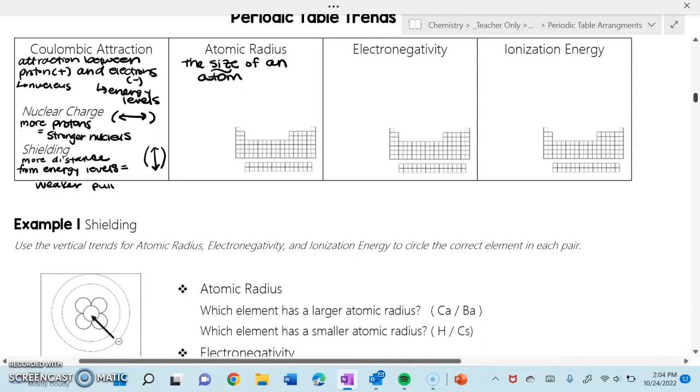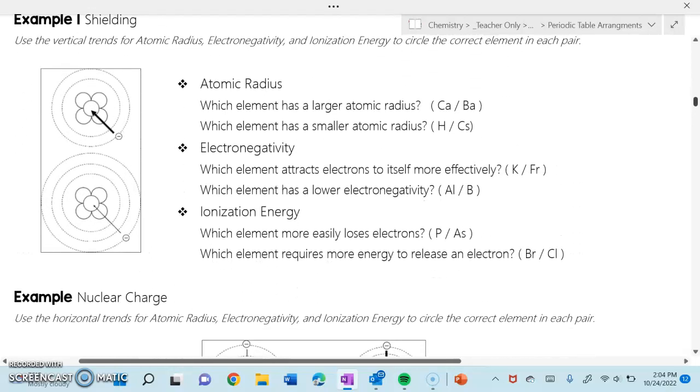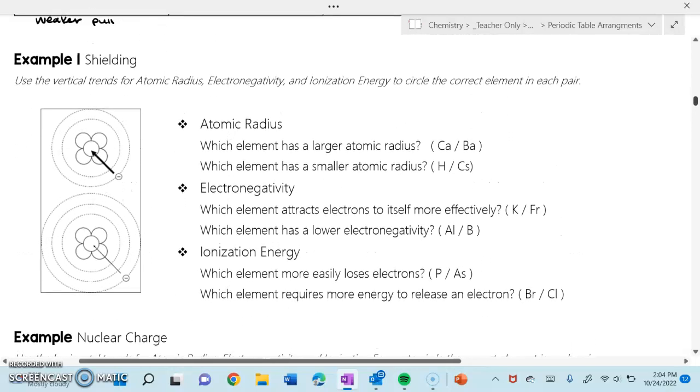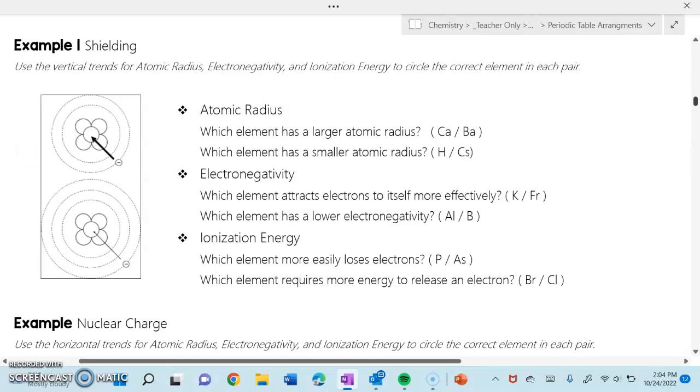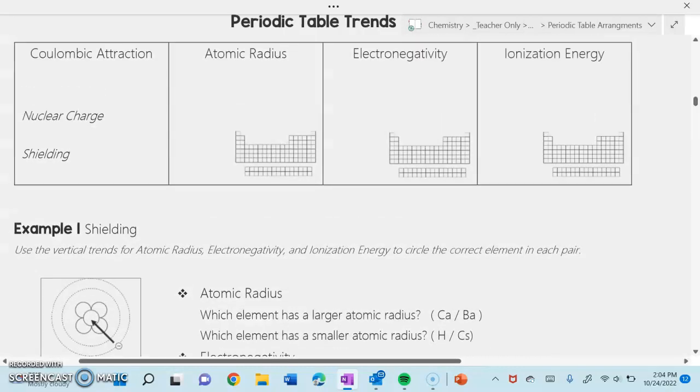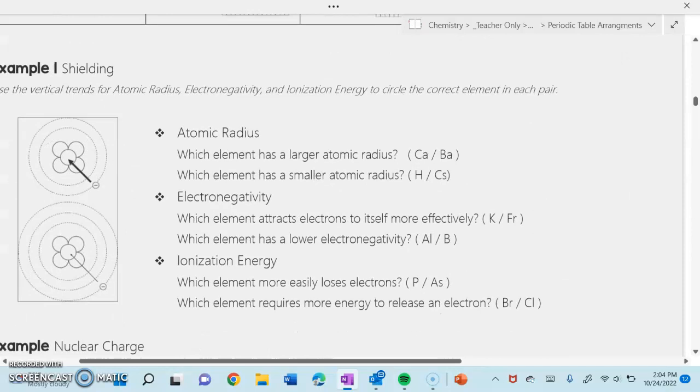So our first trend, let's look at the vertical, which is in example 1 pictures. We just talked about this as we go down the periodic table, we're adding energy levels. This picture goes from the second to the third energy level, and you'll notice which of these 2 atoms is larger, the one that has more energy levels. And this would be true for all of our atoms.